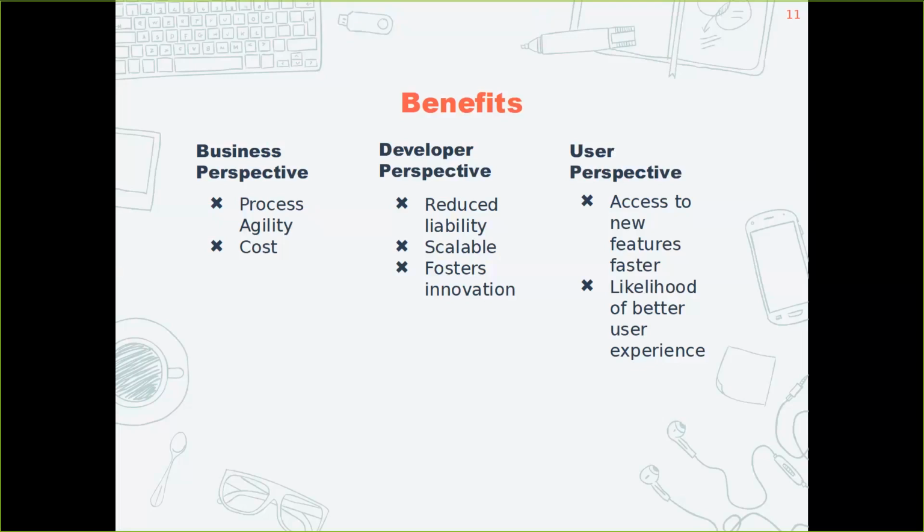Instead of going down the waterfall model, they build small pieces of code, which they can then quickly release to the market. From a business perspective, I know what my customer wants by doing some studies, and I can quickly release something to the market. That's what I mean by process agility. And by cost, what I mean is, if you remember, we are deploying only code. We're not bothering about the actual infrastructure.